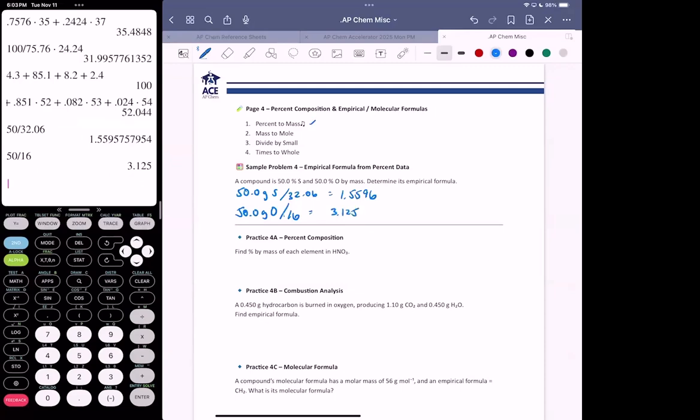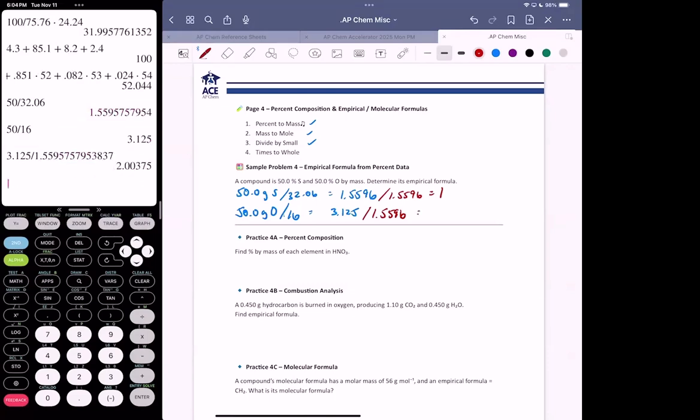That's percent to mass, mass to mole, and now I divide by small. I divide each of these by the smallest of these two numbers, which is 1.5596. 1.5596 divided by 1.5596 is equal to 1. 3.125 divided by 1.5596 gives me 2. So the empirical formula is 1 sulfur and 2 oxygens.